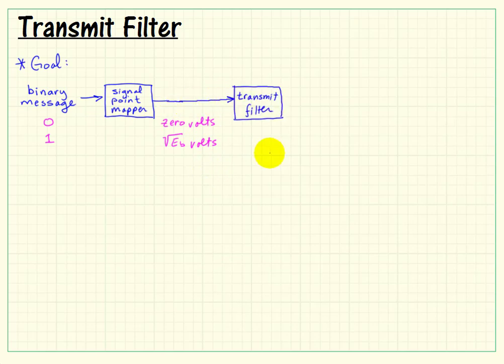So we have these two, what we might think of as analog amplitudes, which then get applied to the transmit filter, and the transmit filter works from some prototype pulse shape. It then applies the amplitude that's being specified by the signal point mapper and uses that to generate the analog pulse that ultimately gets sent through our channel.